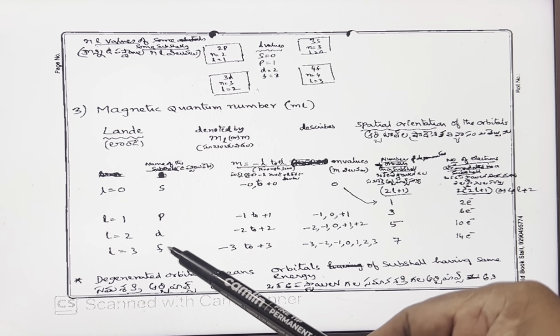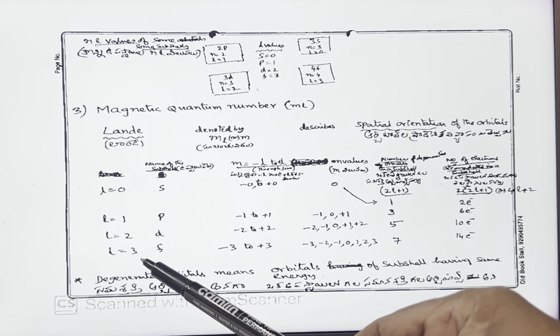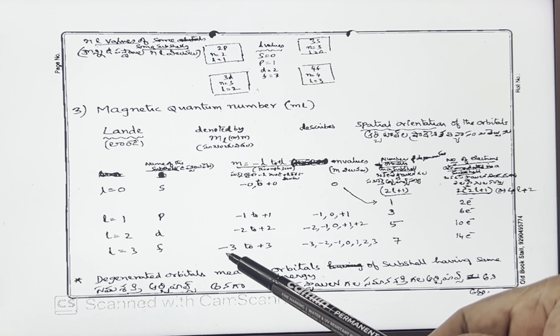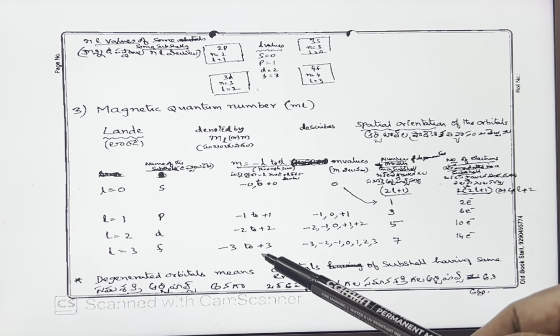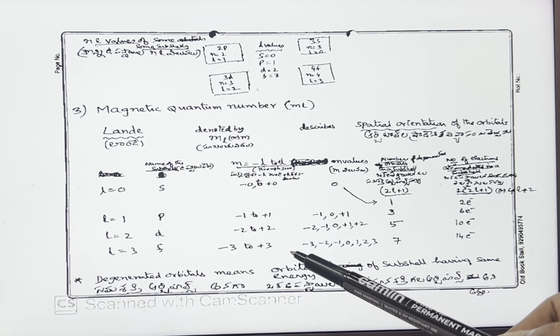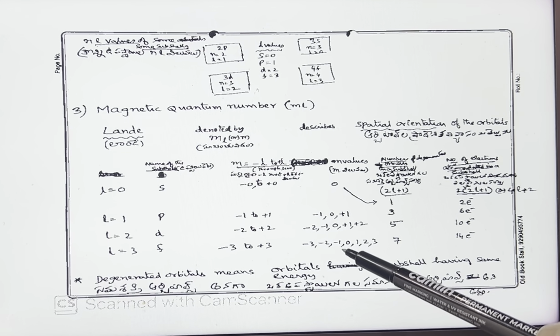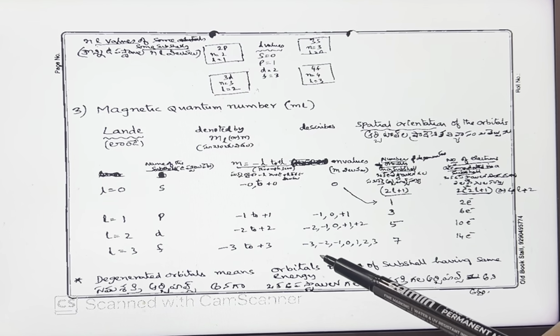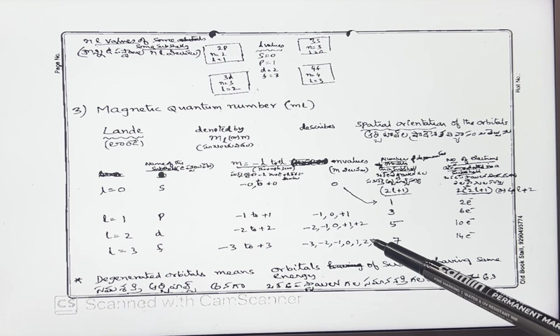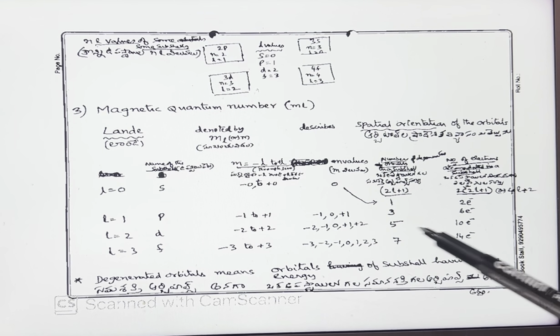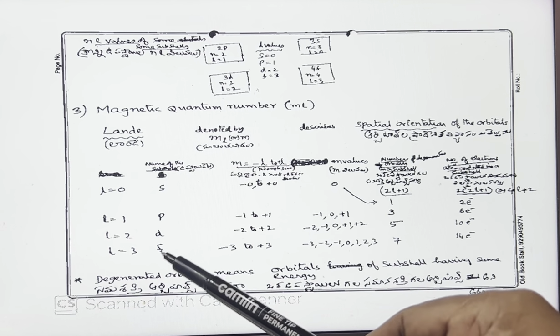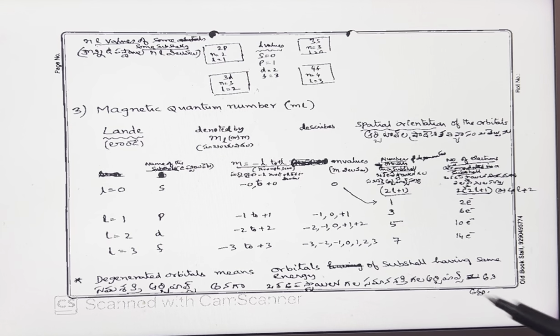Next, the f subshell. What is the l value for the f subshell? It is 3. So the m value goes from minus 3 to plus 3: minus 3, minus 2, minus 1, 0, 1, 2, 3. That is a total of 7 values, which means there are 7 orbitals in the f subshell. All these orbitals are energetically equal. So the f subshell contains 7 degenerate orbitals.